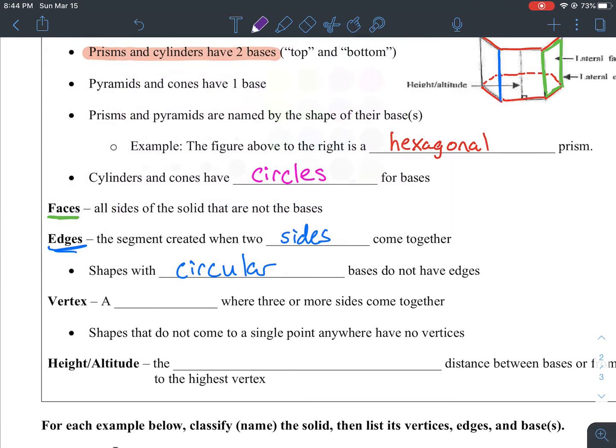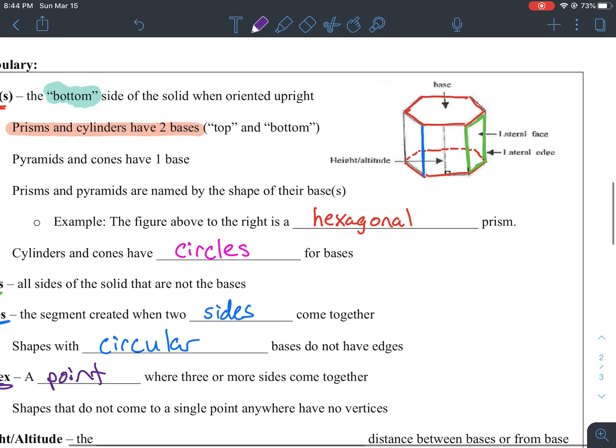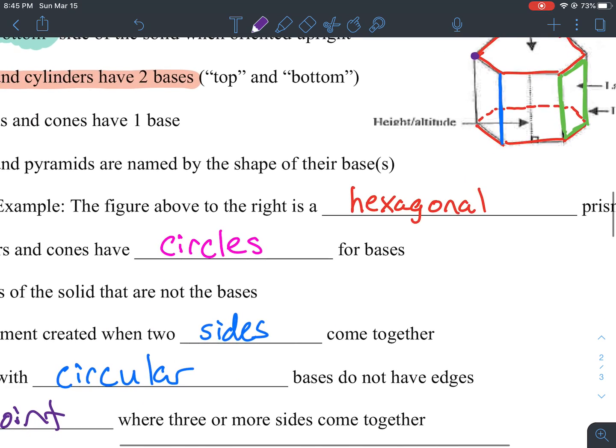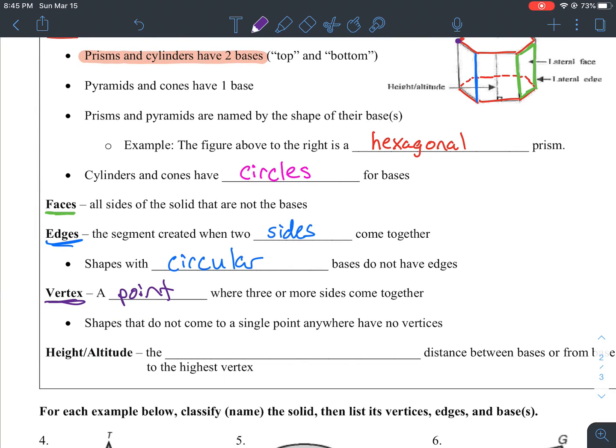Next term is our vertex. And a vertex is a point where 3 or more sides come together. So for example, this point right here would be one example of many vertices in this prism. This would be the combination of the left side, the back left, and the top all coming together to create one point. Now, shapes that do not come to a single point anywhere will have no vertices. Long story short, this would be your cylinder, your hemisphere, your sphere. None of those come to a single point anywhere, so there are no vertices for those.